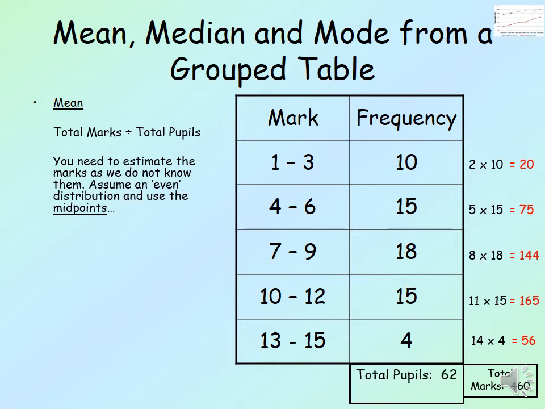Okay, and we know that there are 62 pupils, and when we add their marks together, it comes to 460. So we just apply it to the formula: total marks divided by total pupils, and we get 7.42 to 2 decimal places. Okay, so you will be told how many decimal places to write the answer. It is usually 2.